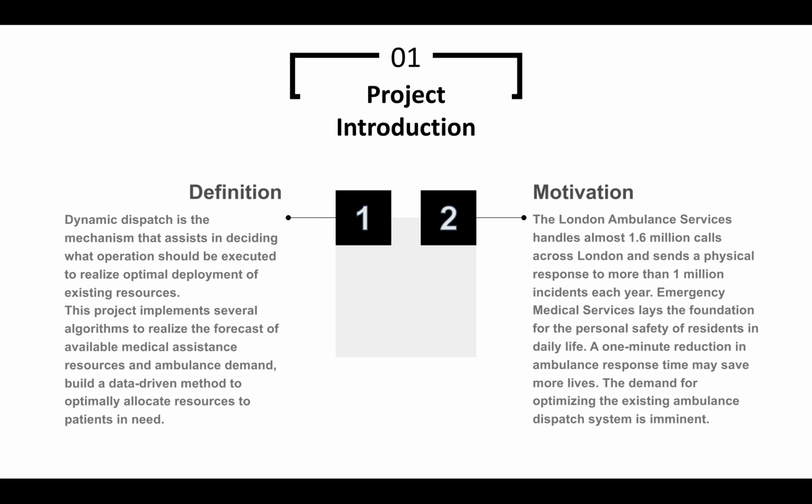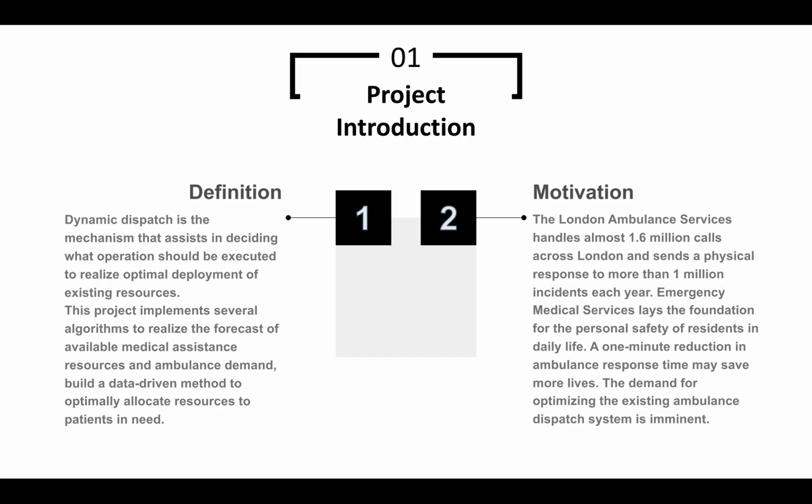Dynamic dispatch is the mechanism that assists in deciding what operations should be executed to realize optimal deployment of existing resources. This project implements several algorithms to realize the forecast of available medical assistance resources and ambulance demand, and builds a data-driven method to optimally allocate resources to patients in need.